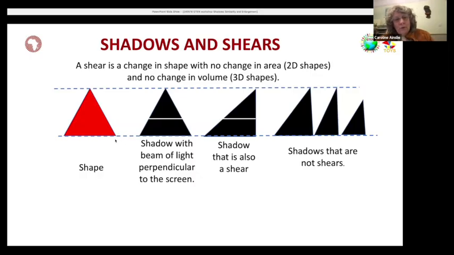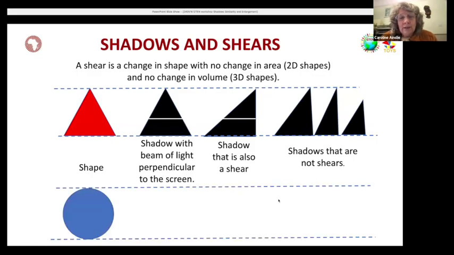You can move the top of the triangle as far as it will go, as long as the height remains the same, and the area will remain the same if you don't change the size of the base. On the far right, you've got the three shapes where either the height is different or the base length is different, in which case they're not shears.